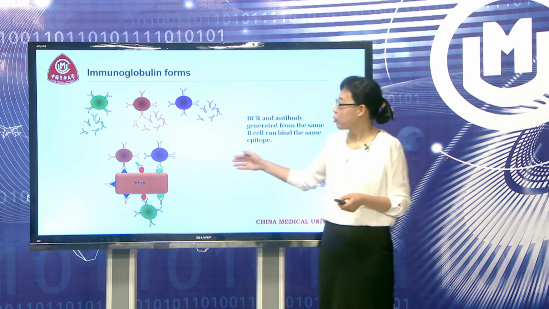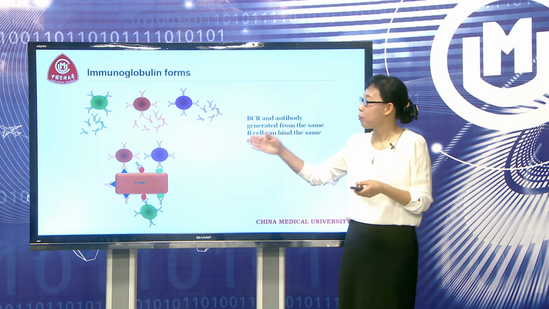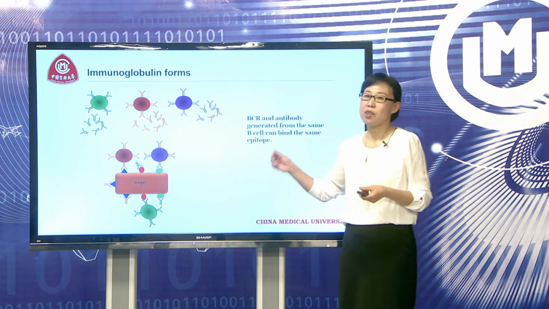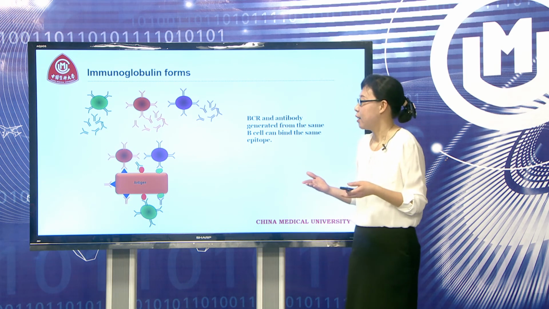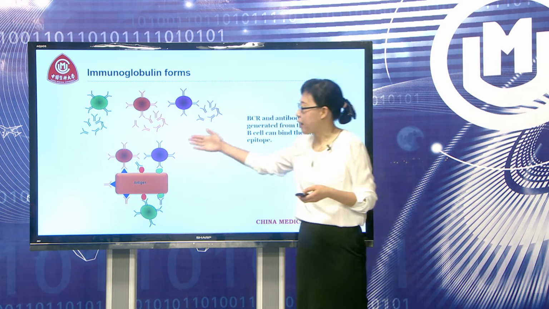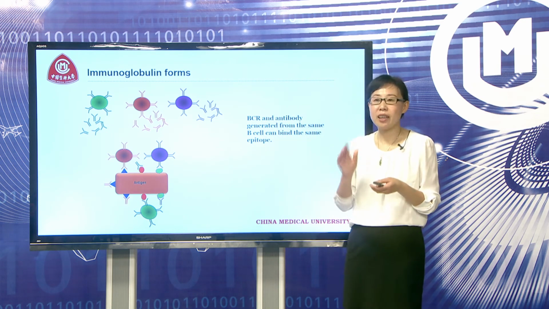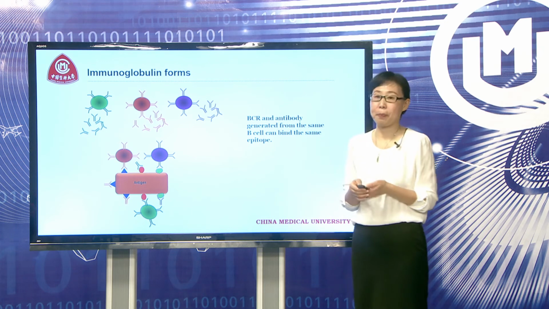And antigen with different epitopes can stimulate a large number of B cell clones. So there are a lot of antibodies produced. Different antibodies can bind with different epitopes on the antigens. So that is called diversity of antigen recognition.